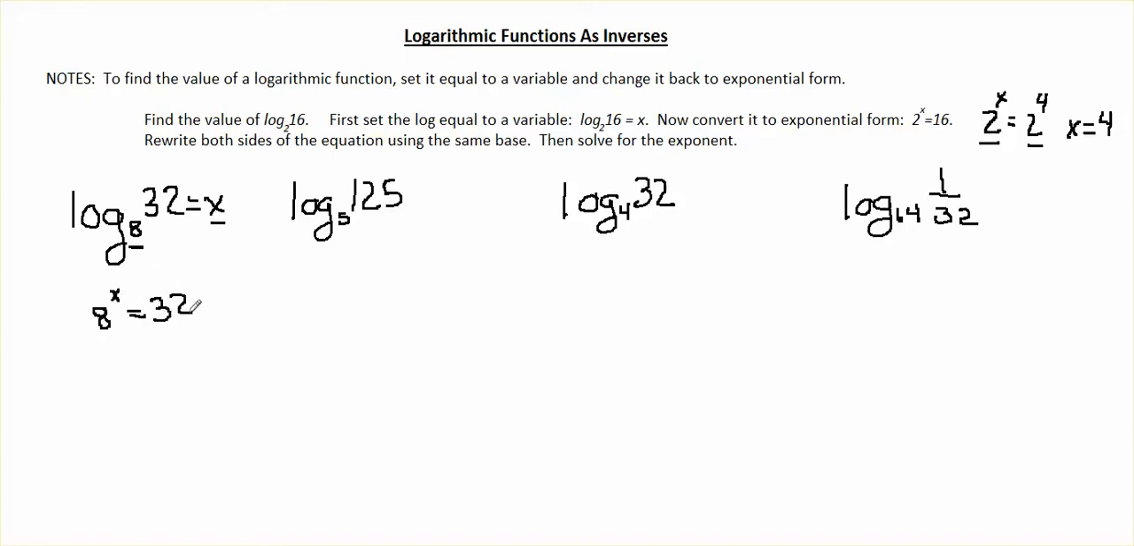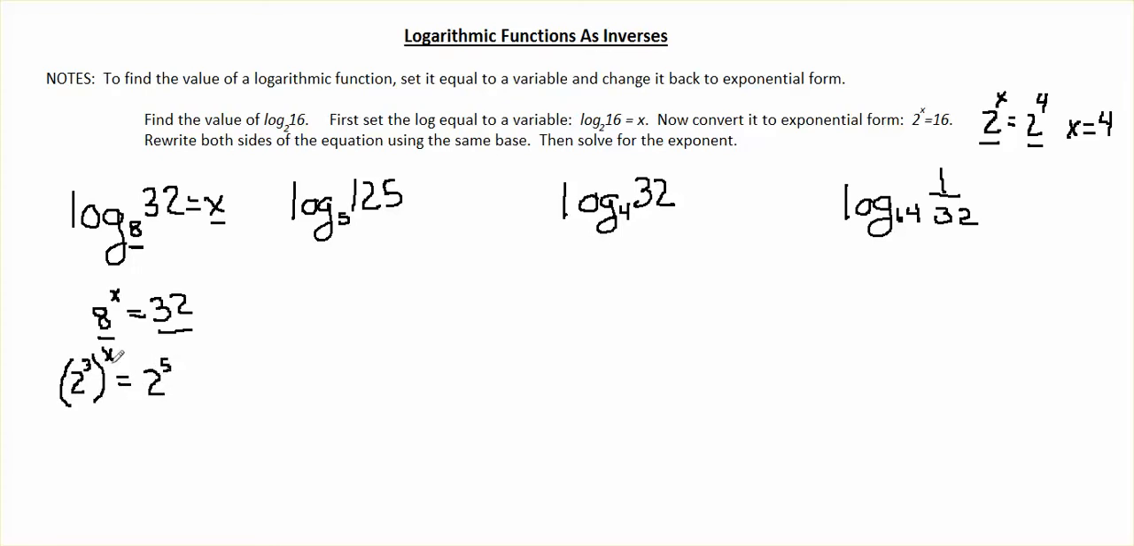Well, right off the bat, I don't know any power that I can raise 8 to get 32. So now I'm going to have to convert both sides of the equation. I'm going to have to rewrite it using the same base in order to solve. I know that 8 is a base 2 number, and I know that 32 is a base 2 number. So I'm going to go ahead and rewrite 8 as 2 cubed, and it's still being raised to the x power. And I'm going to rewrite 32 as 2 to the 5th power.